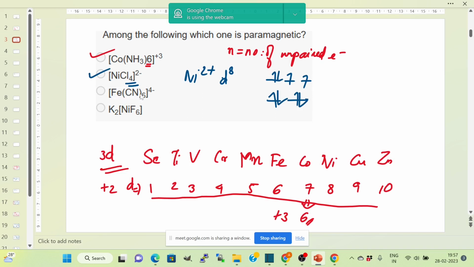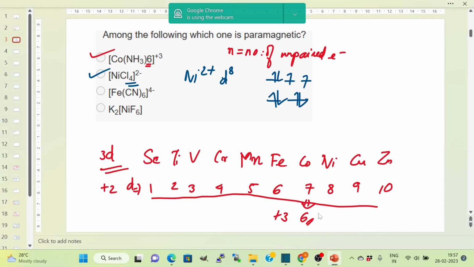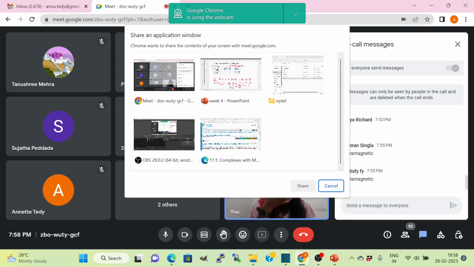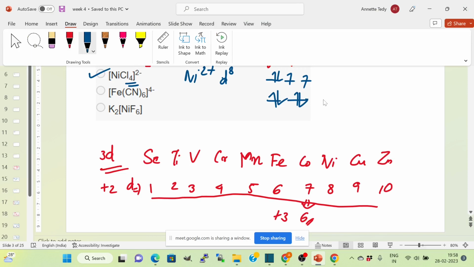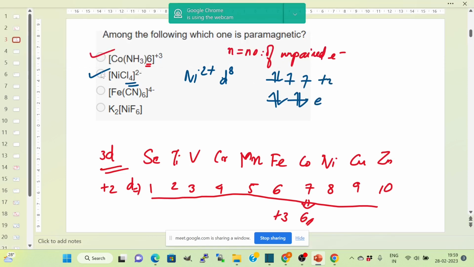Okay, so now what about FeCN6 4 minus? Wait a second. Okay, so actually I made a mistake here. One second, let me confirm it. Okay, so for NiCl4 2 minus, what I did is right. This is the E and this is T2, and there are two unpaired electrons. So this is definitely a right answer. But what about this cobalt NH3 complex?